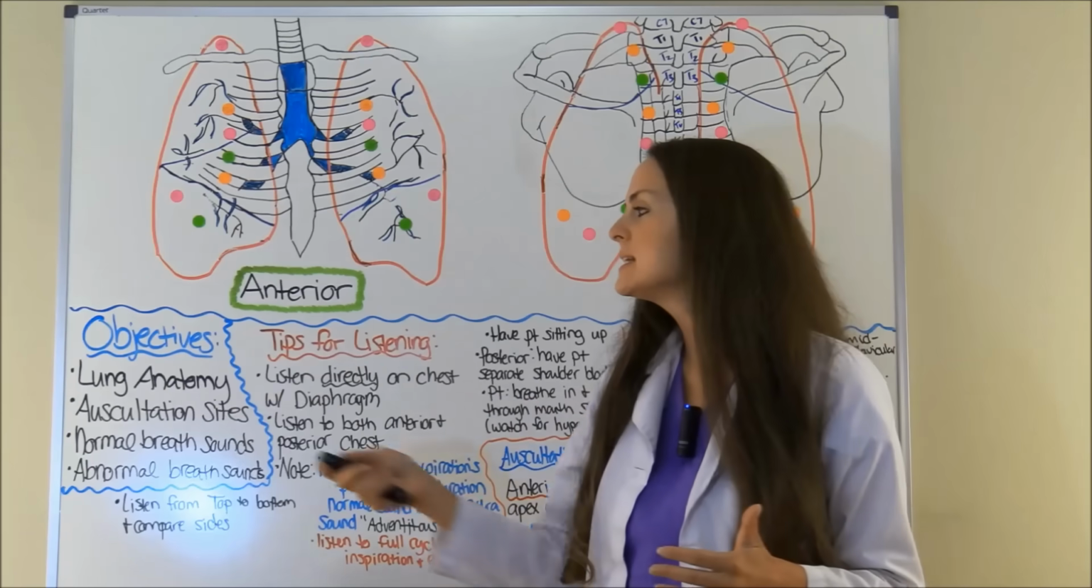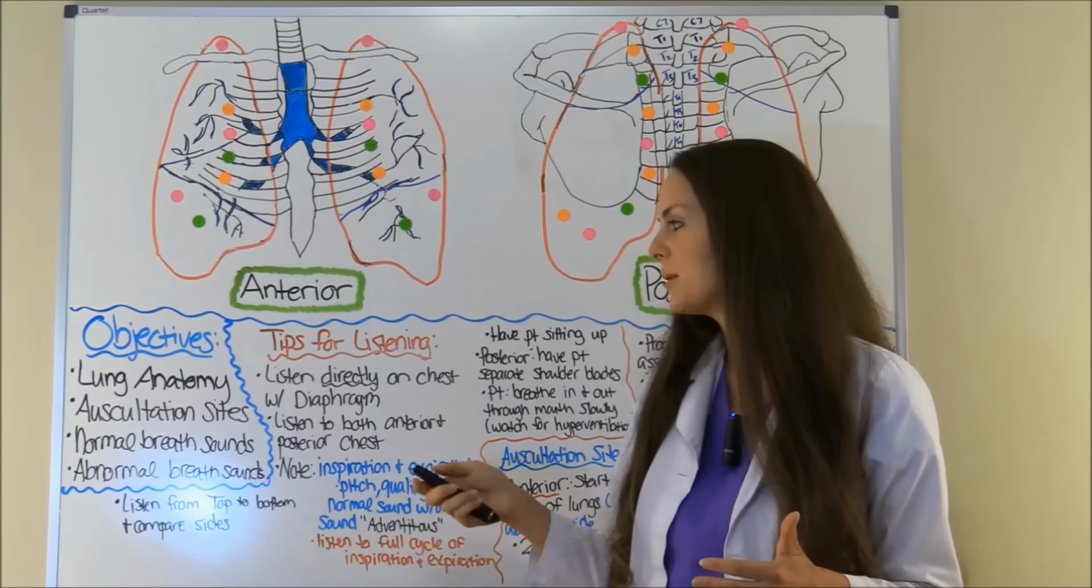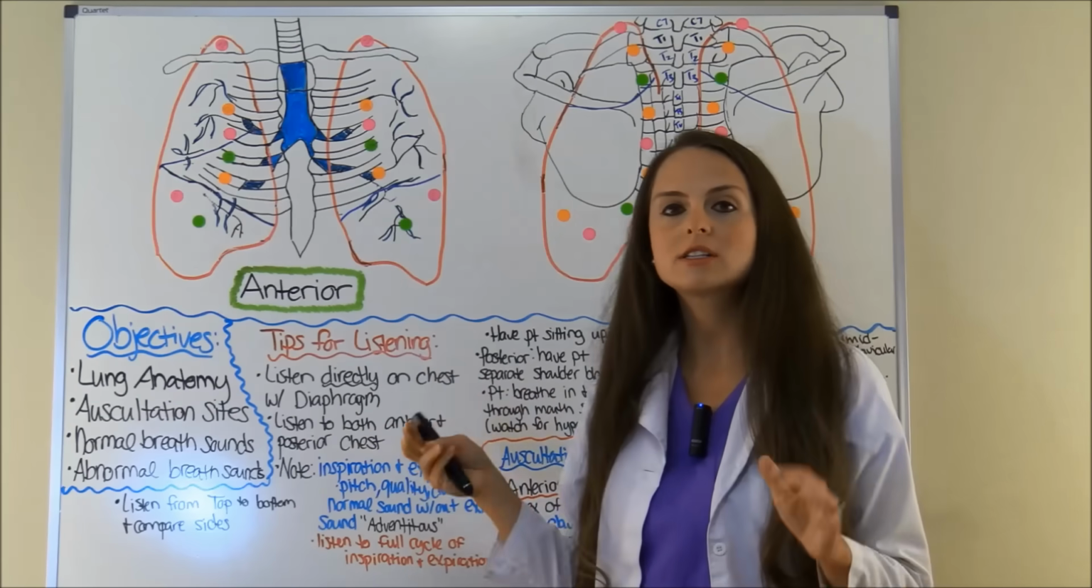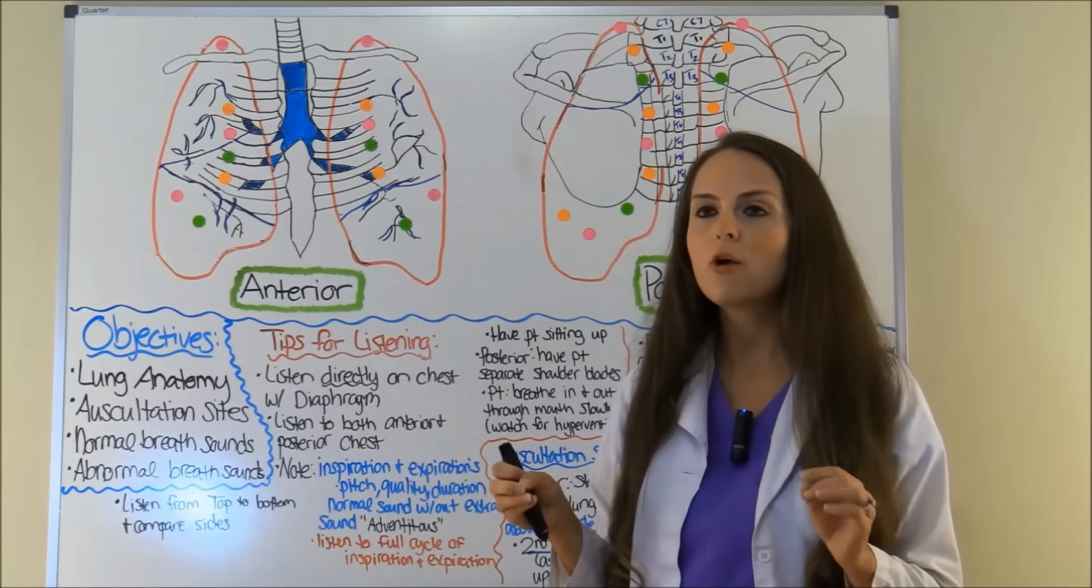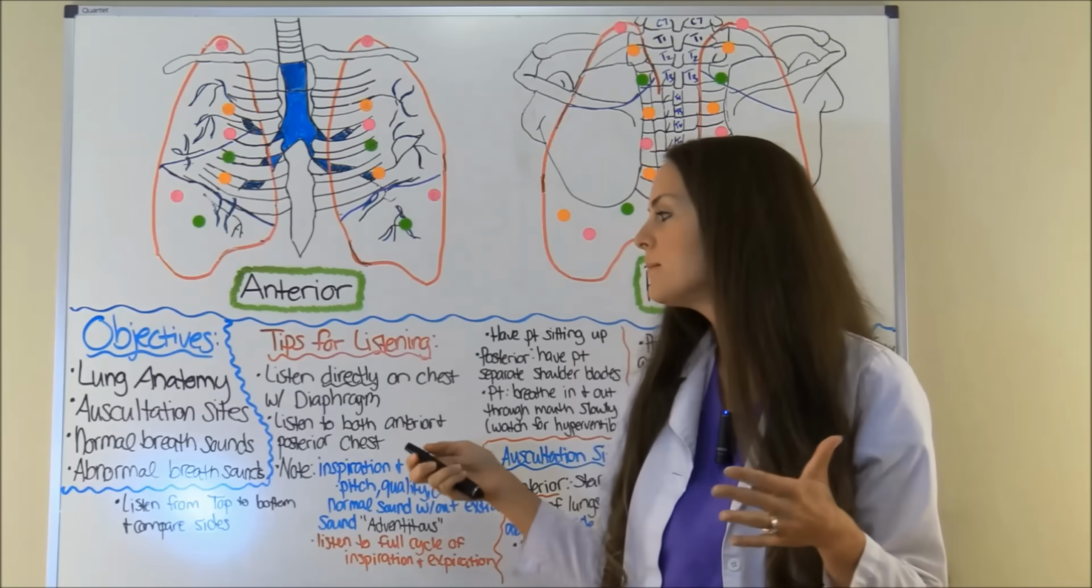What I want you to learn is lung anatomy, because it's really important you know what you're listening to. The specific auscultation sites, I'm going to give you some landmarks to make your job easier so you'll know what intercostal space correlates with which lobe of the lung.